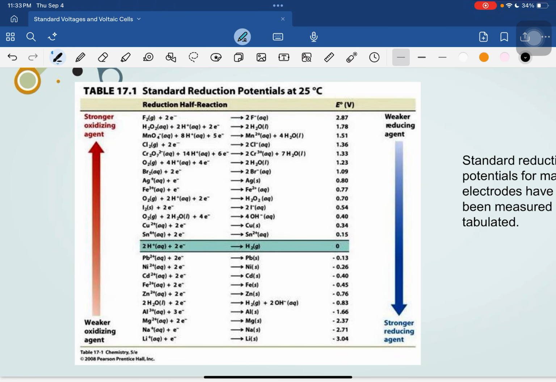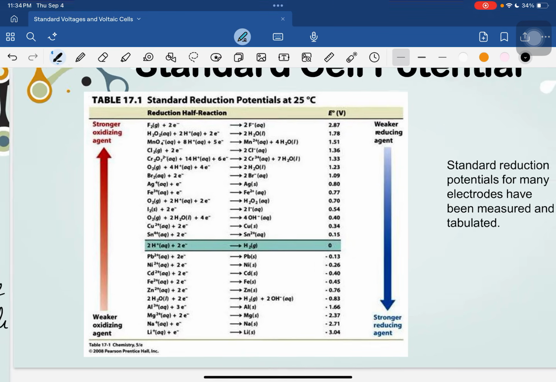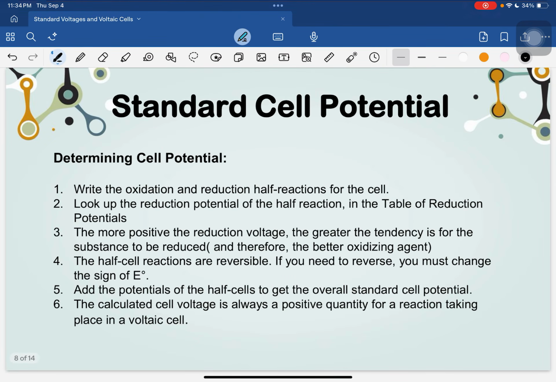That's why stronger oxidizing agents are at the top and stronger reducing agents are at the bottom. Okay. Because a reducing agent is in charge of oxidation and the oxidizing agent is in charge of the reduction. So let's go to problem solving. And before we go to that, let's try to get the steps on determining the cell potential as how we were always doing in redox reaction.